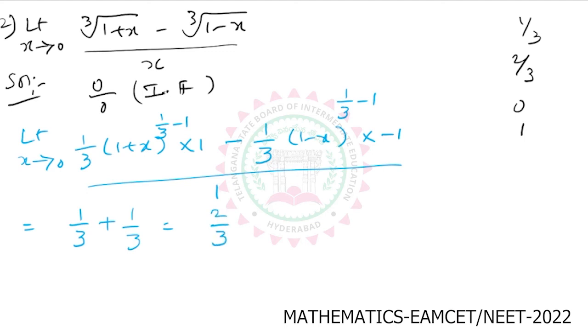Therefore, my answer is which option? Second, 2 by 3. 2 by 3 is my second option. Is it clear? Now, come to the next question. This question was asked in 2019.